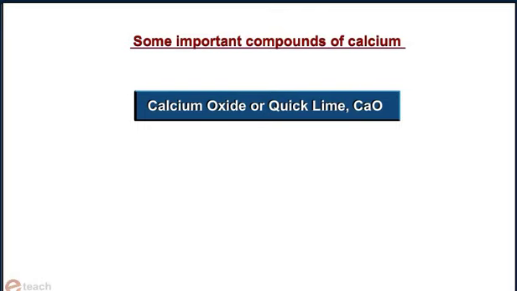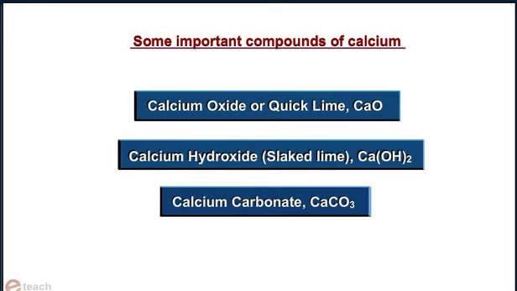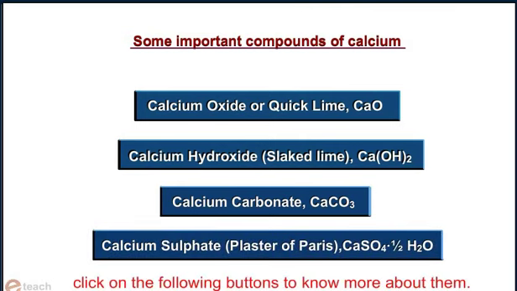Some important compounds of calcium. Let us study some important calcium compounds: calcium oxide or quicklime, CaO; calcium hydroxide or slaked lime, Ca(OH)2; calcium carbonate, CaCO3; and calcium sulfate, plaster of Paris, CaSO4·½H2O. Click on the following buttons to know more about them.